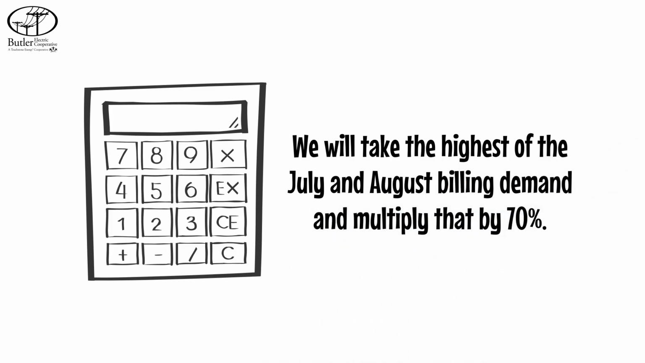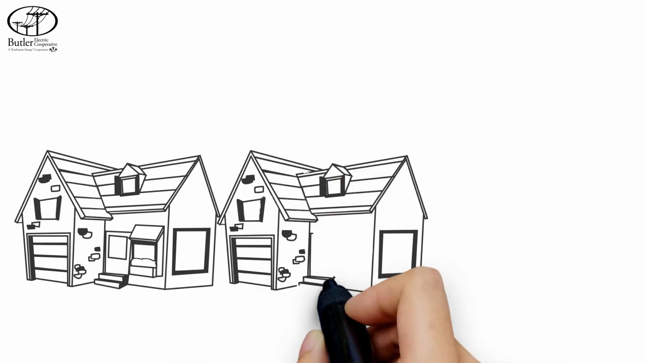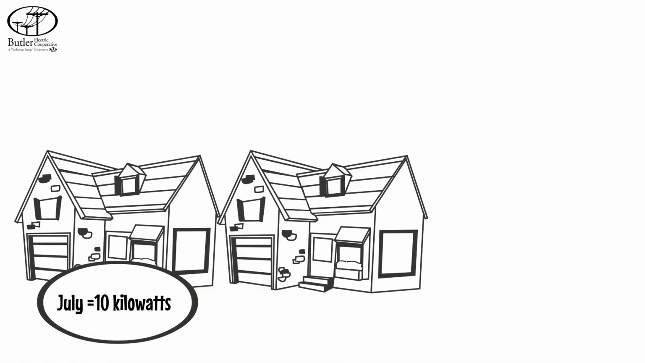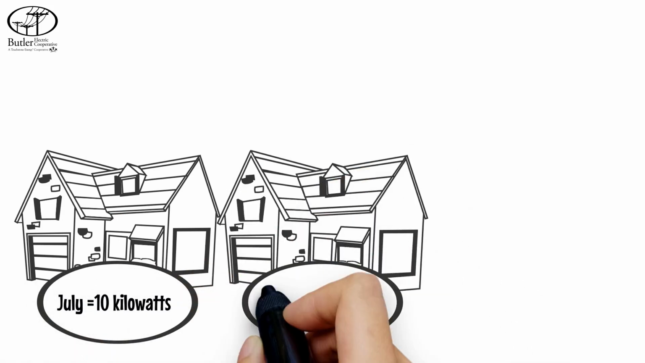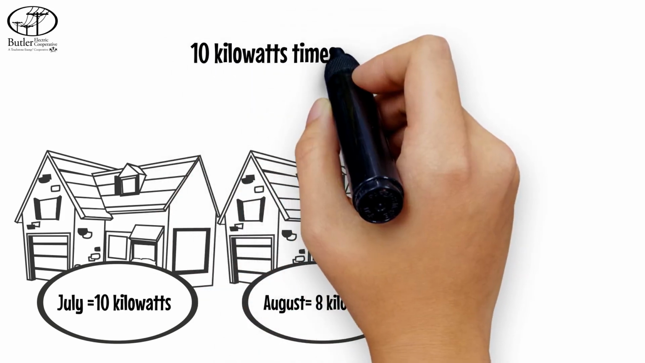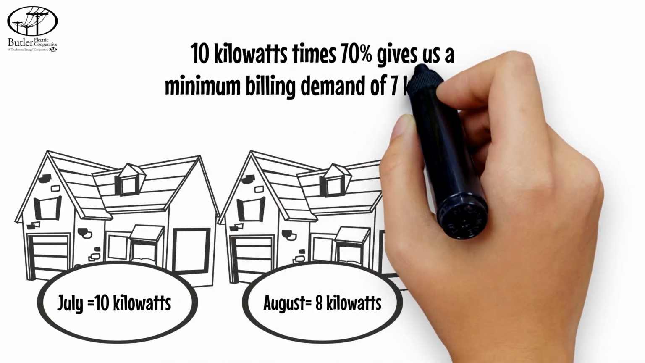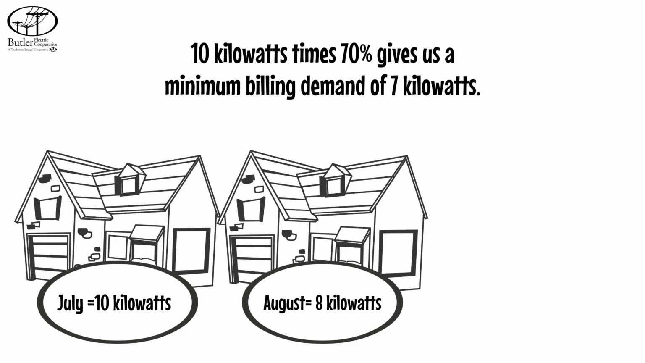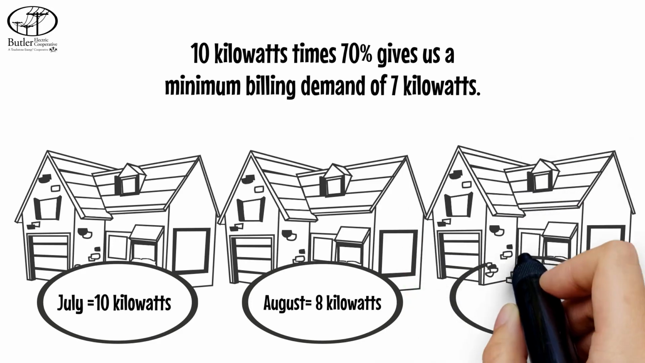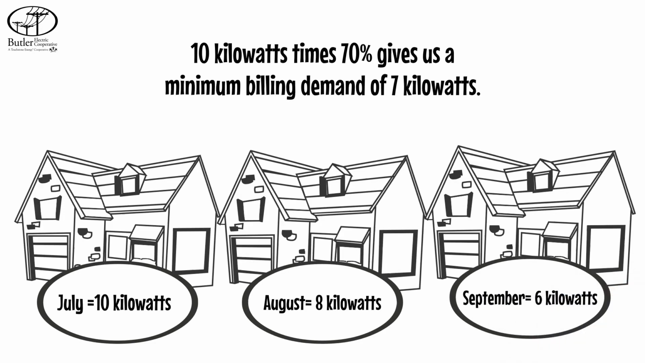For example, let's assume your house's billing demand in July was 10 kilowatts and in August it was 8 kilowatts. We would use the highest of these 2 months, which is 10 kilowatts, times 70%, which gives us a minimum billing demand of 7 kilowatts. So starting in September, let's say your monthly billing demand was 6 kilowatts. We compare that to the minimum of 7 kilowatts, and whichever one is highest becomes your billing demand.